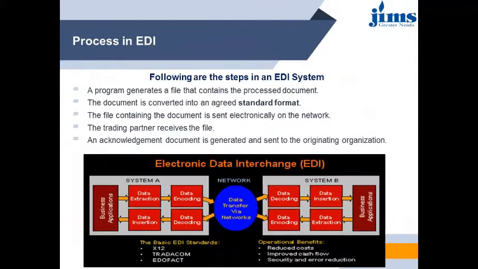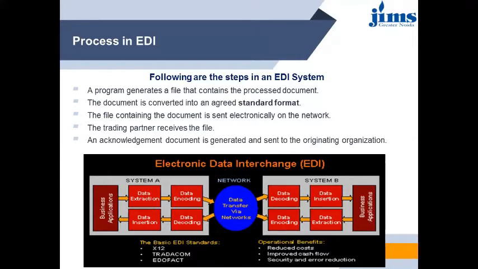Next is the process in EDI. A program generates a file that contains the processed document. The document is converted into an agreed standard format. The file containing the document is sent electronically on the network. The trading partner receives the file. The acknowledgement document is generated and sent to the originating organization. One by one, let's understand this.